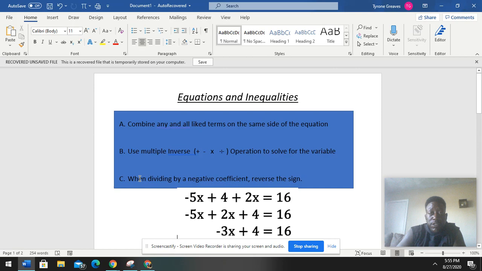And that's our introductory video that should remind you how to combine like terms. Variables have the same letter and exponent correlation, or they're both constants. We use multiple inverses by identifying what operations we have and what numbers we're using with them, and do the opposite on both sides. And remember, if you divide by a negative coefficient, go ahead and flip the sign.